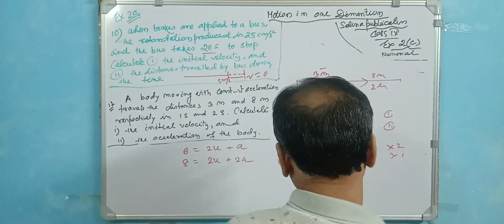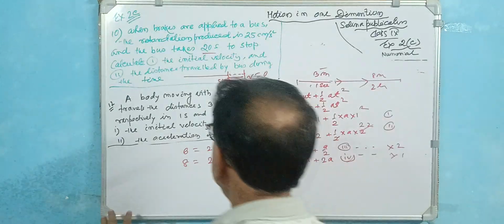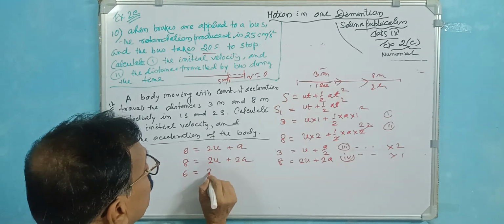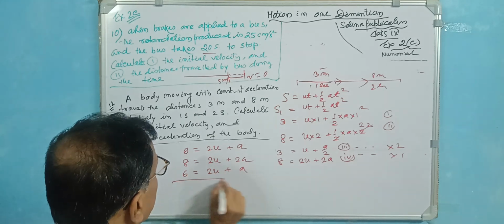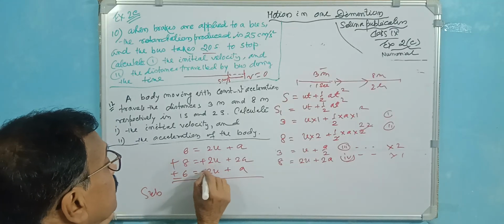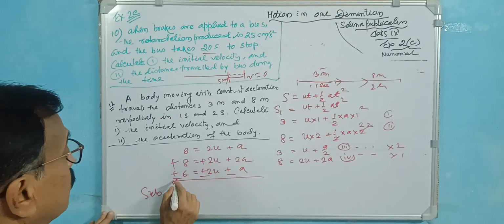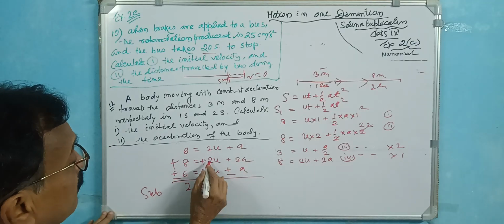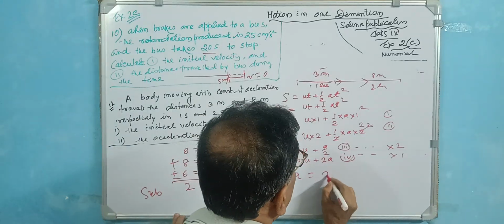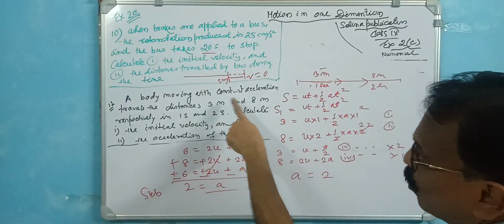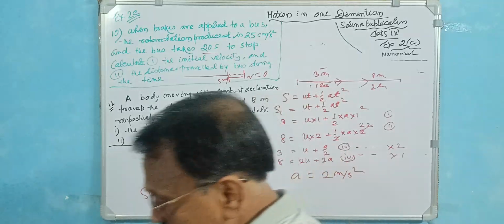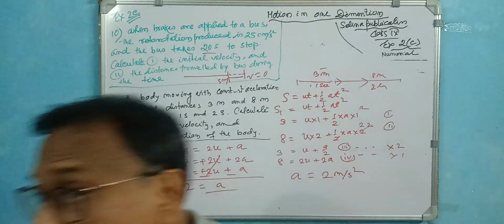Is this clear? Now the elimination process you apply. So 8 is equal to 2u plus 2a. 6 is equal to 2u plus a. So you just subtract: minus, minus, 2u cancels, 2a minus a. So you get acceleration is 2. What is the unit? All the units are meter. So 2 meter per second square. That is the acceleration. Is it clear to you?